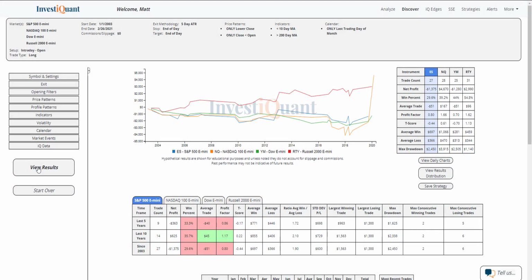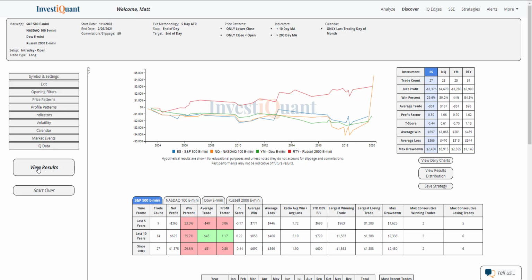And here we go. These are the results of going long at the open, which is 9:30 a.m. Eastern Time, exiting at the close, which is 4:15 p.m. Eastern Time, when the prior day is a lower close and a close below the open. And today is the last trading day of the month. This has taken place below a 10 and above a 200-day simple moving average.